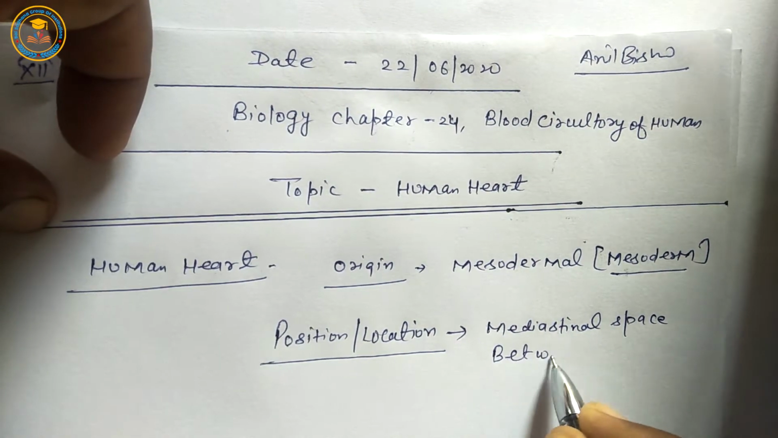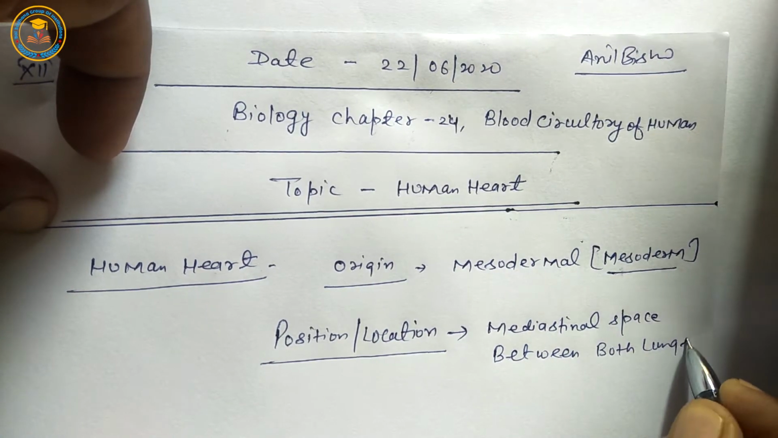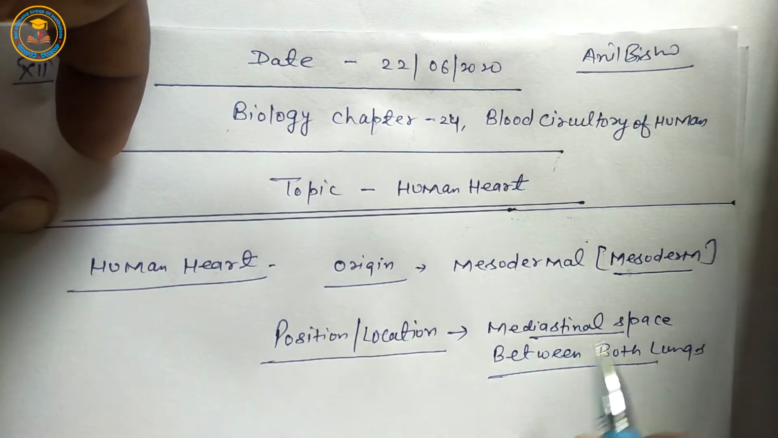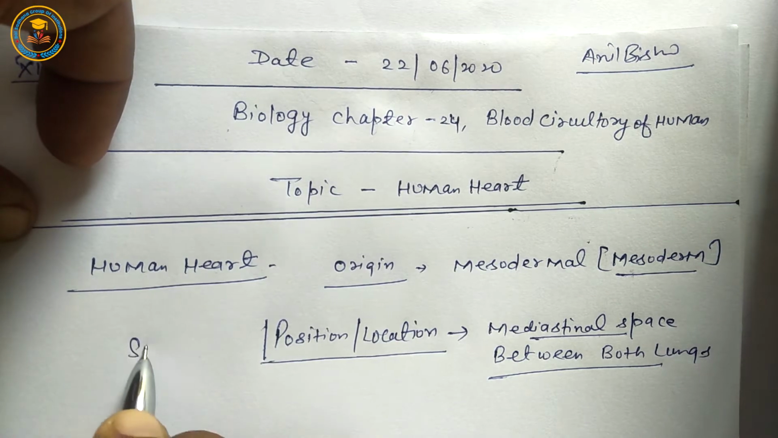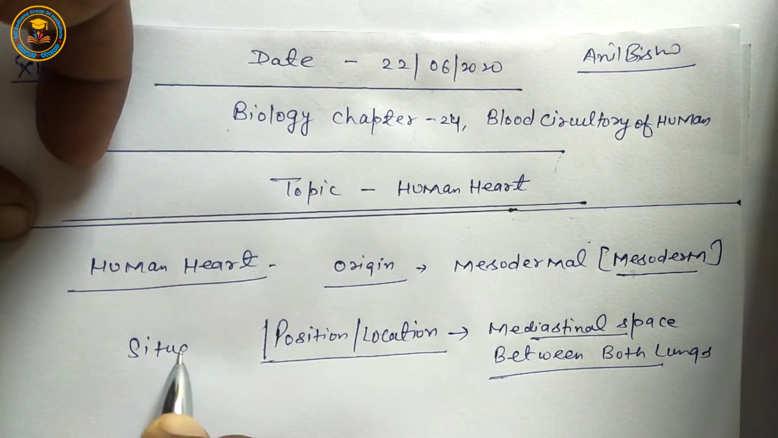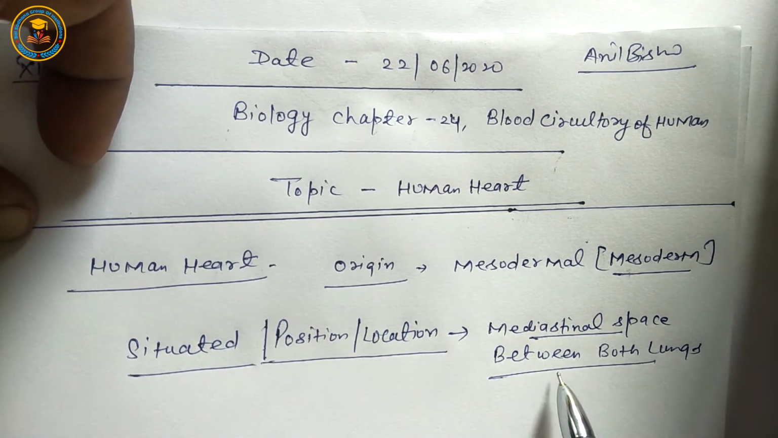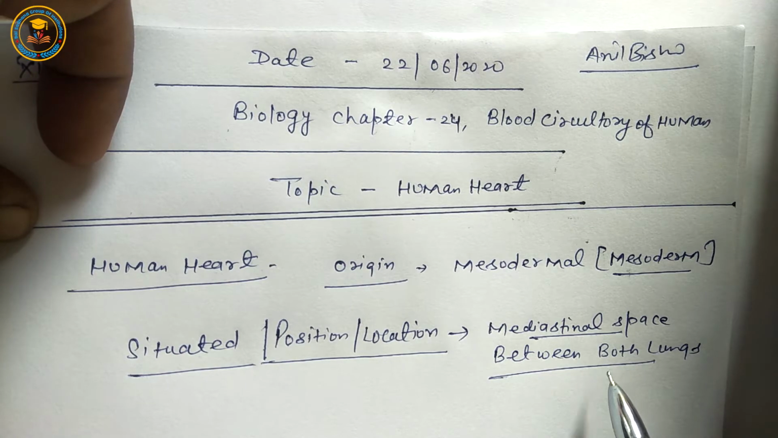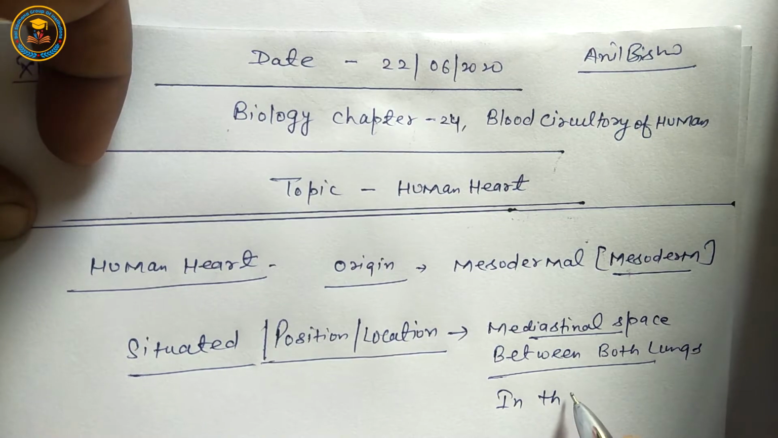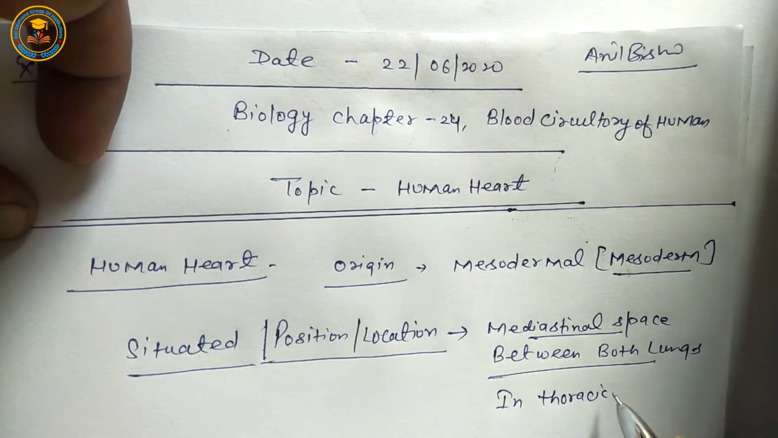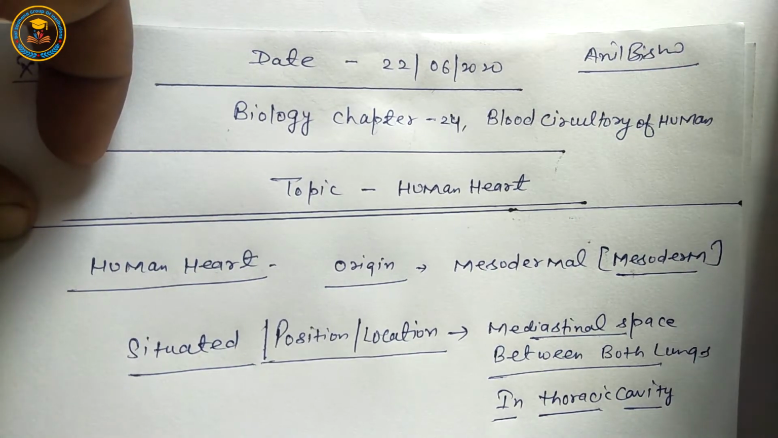Once again, human heart is located or situated in the mediastinal space between both lungs in the thoracic part or thoracic cavity.